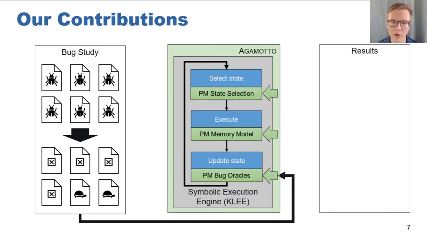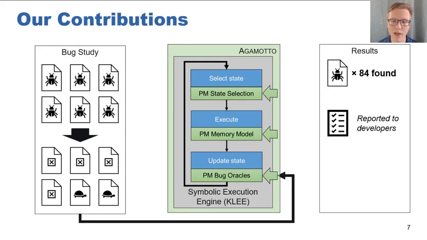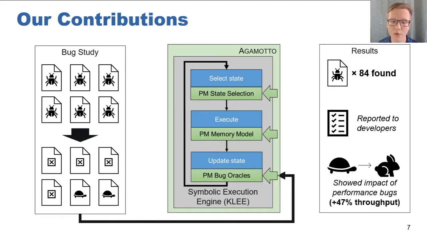We use AGAMOTTO to find 84 new bugs across a variety of persistent memory applications. To compare, some related work, PMTest and XFDetector, find 3 and 4 new bugs, respectively. We were also able to confirm many of these bugs with developers, validating our results and helping developers produce more reliable systems. Finally, we perform a novel study of performance bugs and show that by fixing performance bugs, we can improve performance by up to 47%.